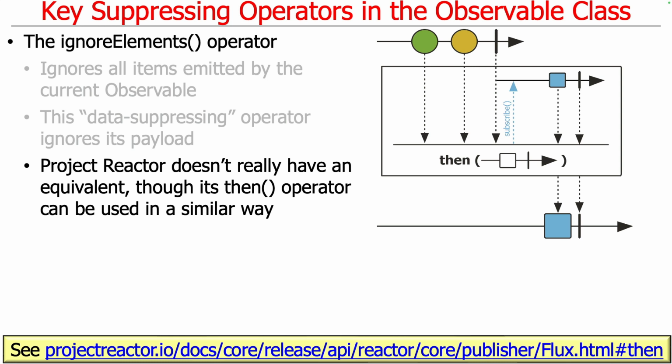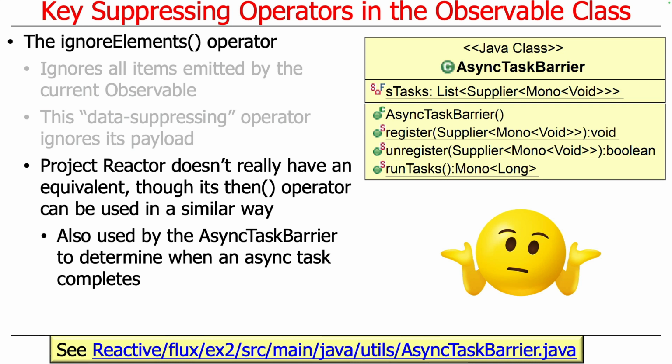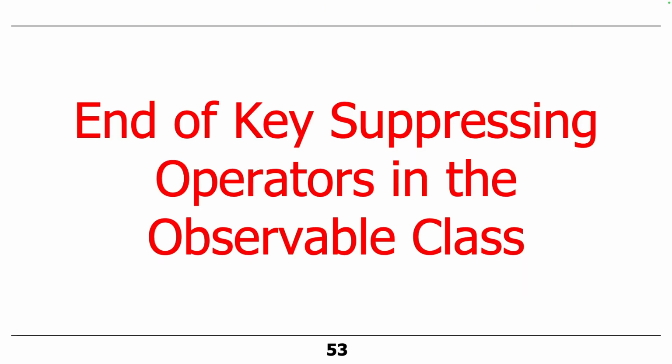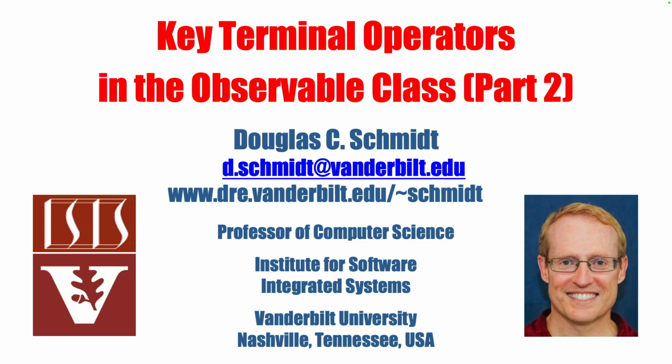Project Reactor doesn't really have an equivalent to ignoreElements, and it doesn't have completable, but it does have a then operator that can be used in a very similar way. And that's what we use in the Project Reactor version of async task barrier to determine when an asynchronous task completes. All right, so those are suppressing operators. And I mention this stuff primarily because it's really obscure to understand how to use complete and ignoreElements, but it comes in very handy when you're trying to build frameworks that are going to have one point that waits for all the asynchronous operations to complete.